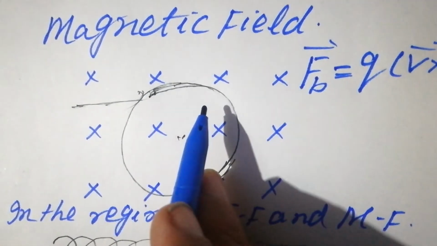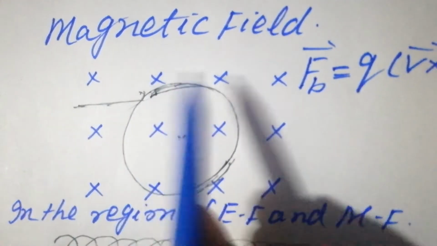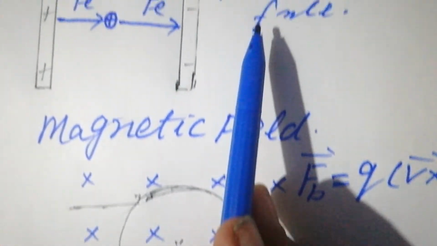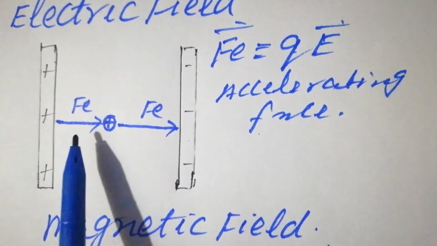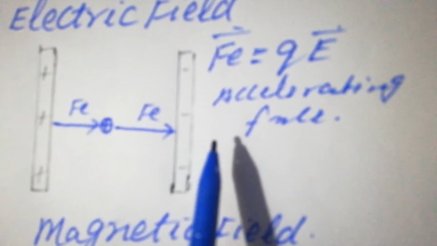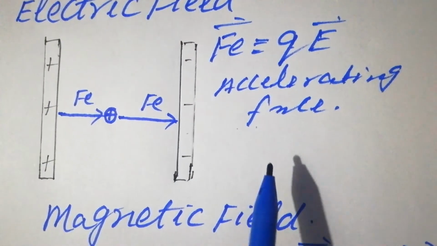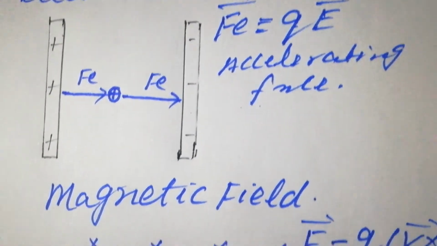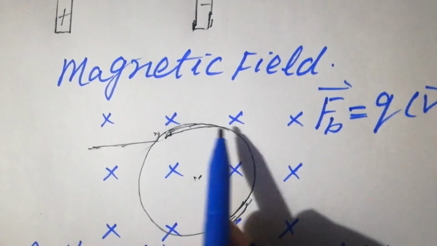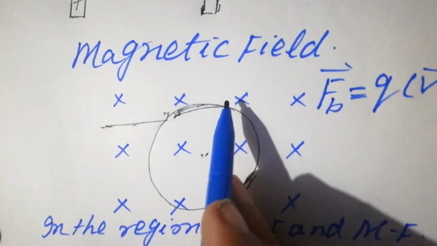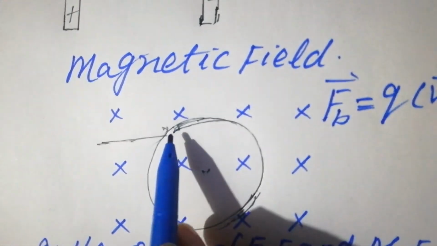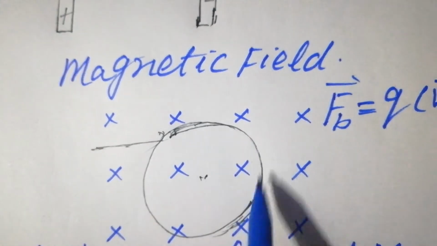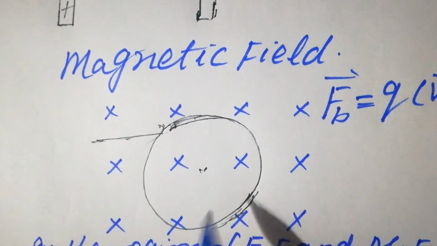As far as the work is concerned, the electric force does an amount of work, because there will be movement of the charge and displacement is there. But in case of a magnetic field, no work is done. No work is done by the magnetic field or magnetic force. Magnetic force does no work because it's a closed path. In a closed path, the amount of work done is zero.